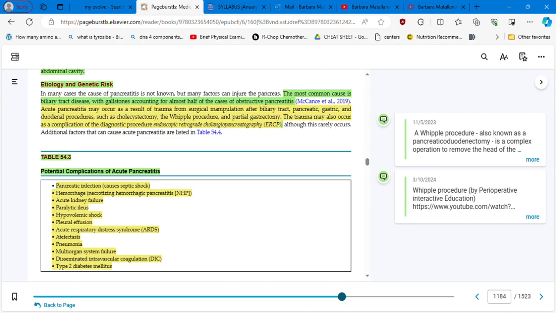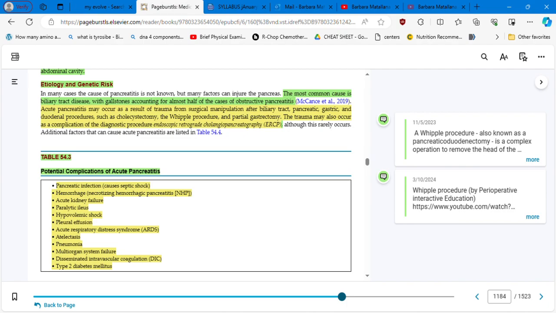So acute pancreatitis may occur as a result of trauma from surgical manipulation, after biliary tract, gastric, or duodenal procedures. So you can get this pancreatitis from something different. You went for a procedure and they start manipulating different organs next to the pancreas, and now you're having acute pancreatitis.